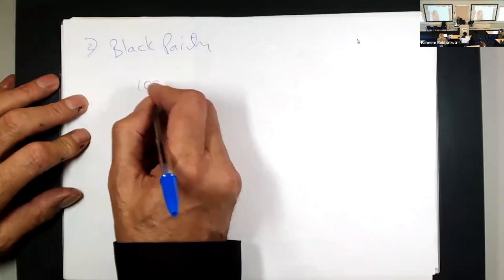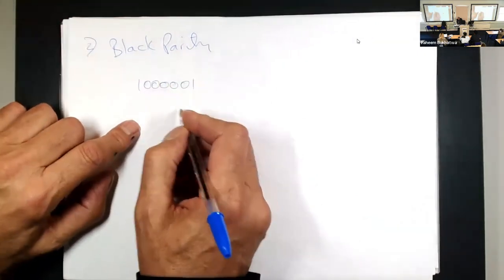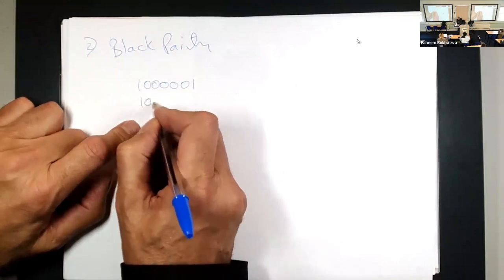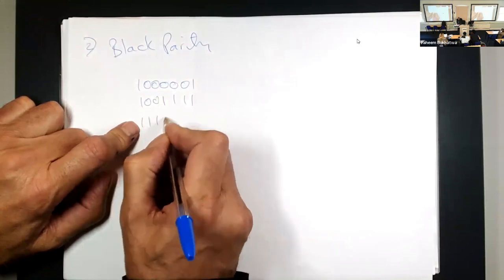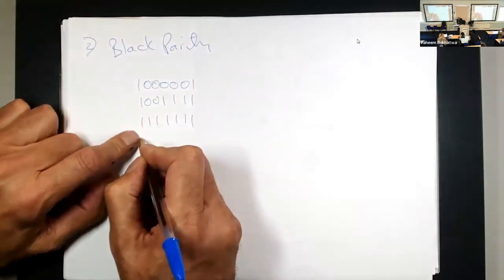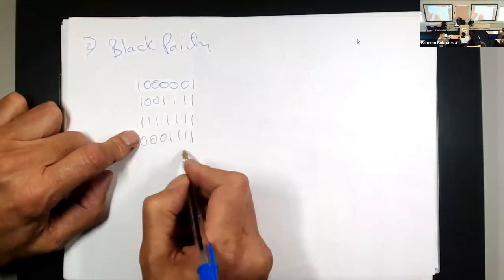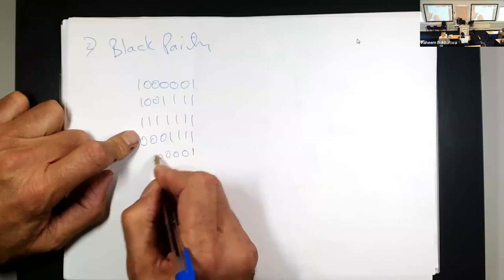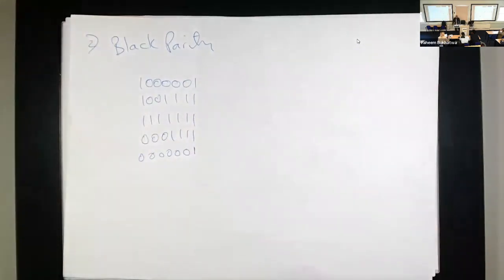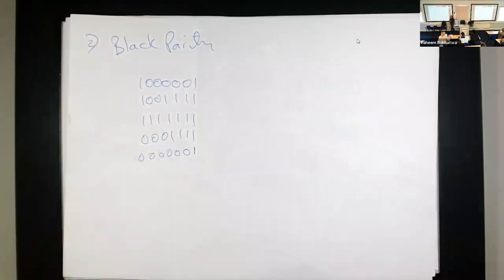Let's say here's a byte, 1, 2, 3, 4, 5, 6, 7, and then another, 1 to 7, and another, and another, and another. Here's the entire frame. Now, they said, okay, let's first agree, odd or even.